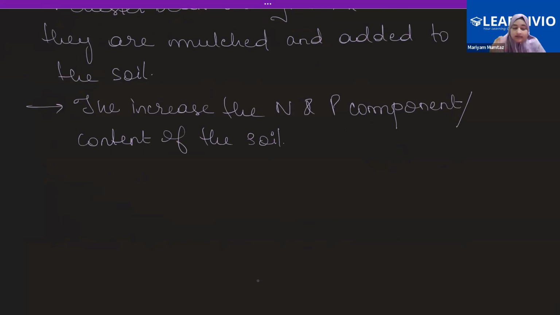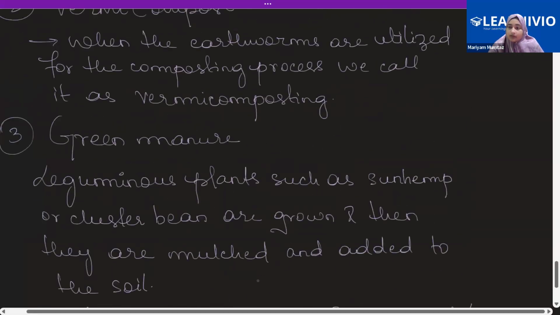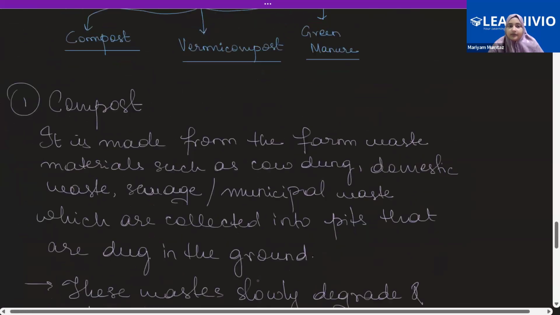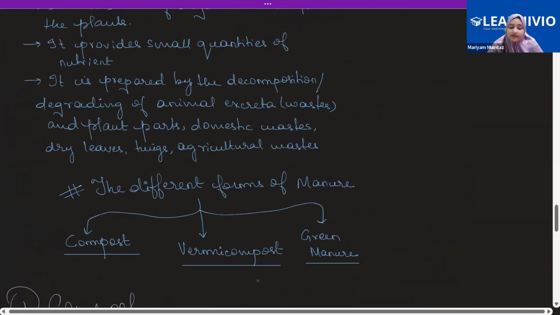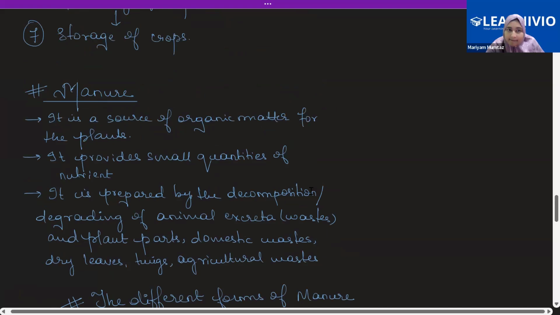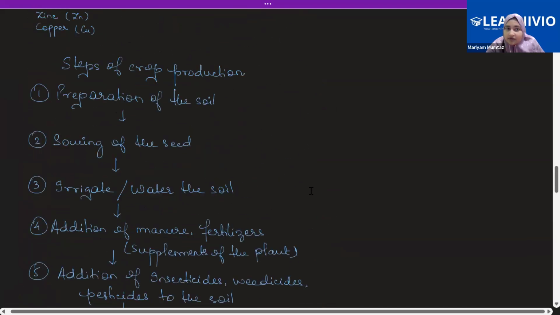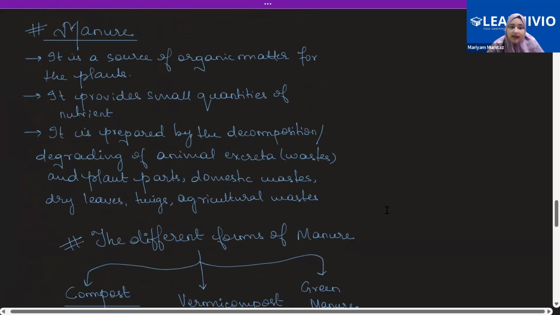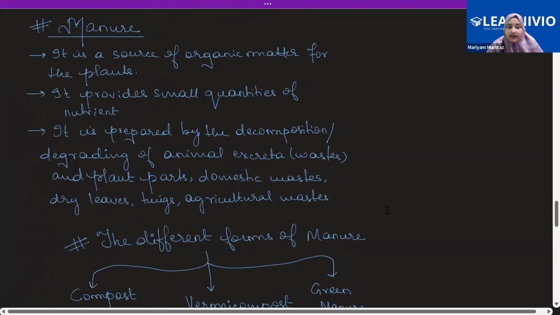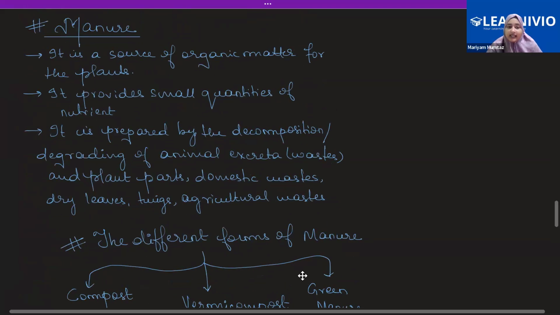Any doubts up until now? Okay. So what is the last thing you have written? Stages of production. Steps of crop production, that has been completed. You have to start from manure, right? You can write it now. Then we'll talk about fertilizer.